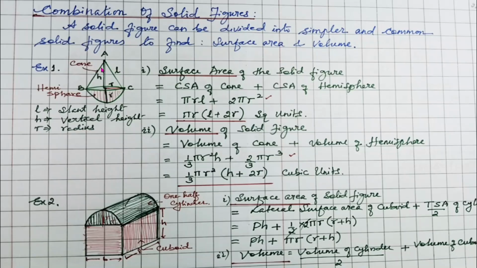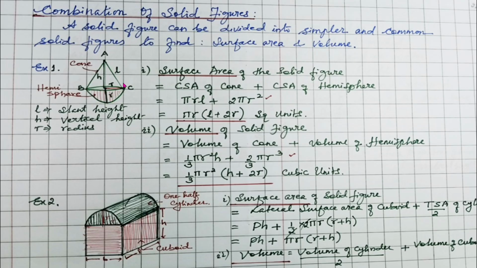So, find out the curved surface area of the cone, find out the curved surface area of the hemisphere, add them, then we get the surface area of the solid figure here. Now, we know that the CSA of cone is pi r l, the CSA of hemisphere is 2 pi r square, the common factor is pi r here, in the bracket l plus 2r. That gives the formula to find out the surface area of the solid figure.